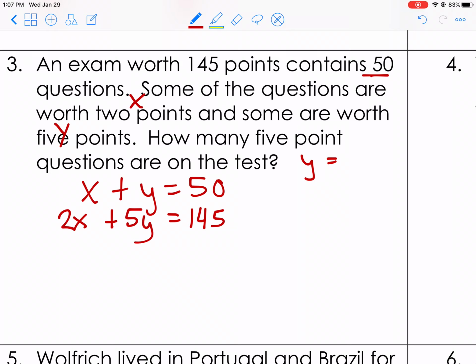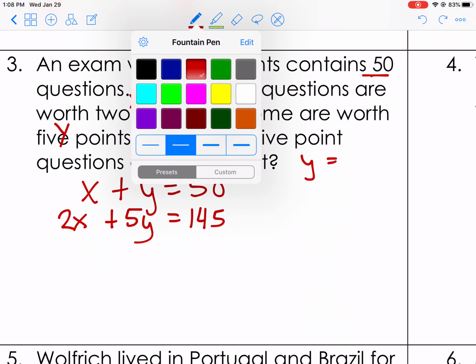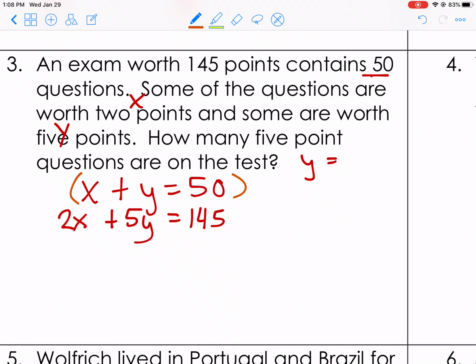If I were using substitution, I would take this top equation and subtract Y from both sides. So it would look like X equals 50 minus Y, and then plug it in. If I were using elimination, I would want to get rid of the X's, so I would multiply the top equation by -2. Then when I add them, the X's will go away, and I can solve for Y. So both strategies work. You choose the one that works best for you.